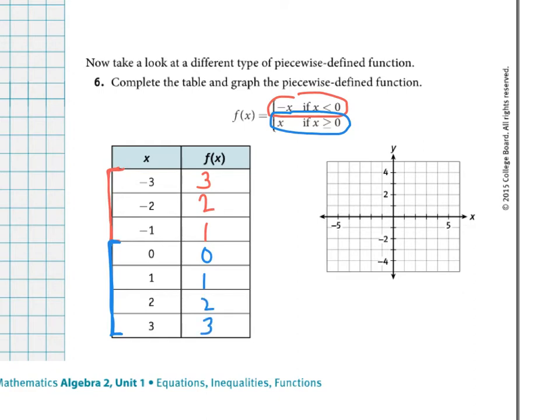Okay, so let's plot those. Let's see what we got going on here. So negative 3, 3, negative 2, 2, negative 1, 1, 0, 0. Looks kind of linear, right? It looks just like a negative slope, like it should. But then the other piece now should have a positive slope, right? So 0, 0, 1, 1, 2, 2, 3, 3. Okay, and we actually get this, looks like a V, right? And we would expect the pattern would continue, and it would. Okay, so that's what the graph looks like.